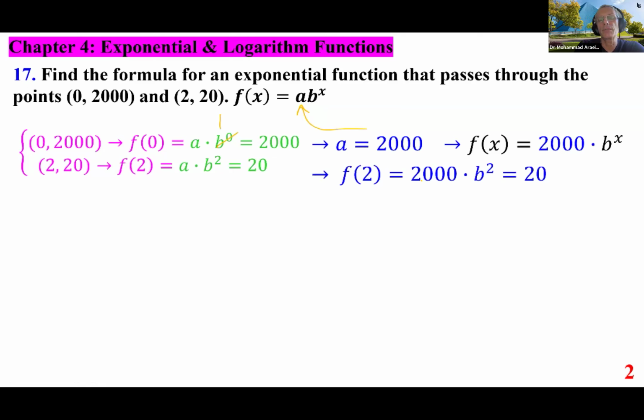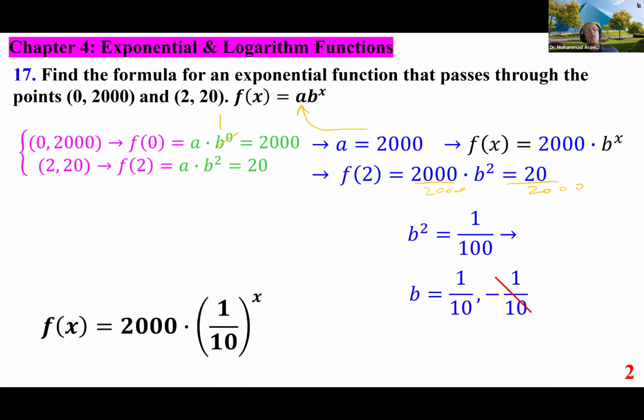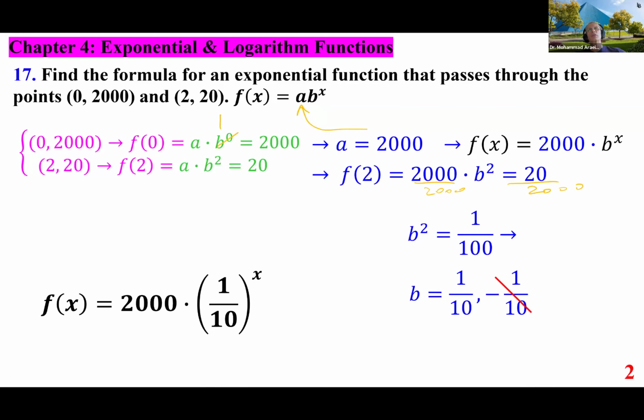Divide both sides by 2000. B squared becomes 1 over 100. B is 1 over 10, and negative 1 over 10. Exponential functions, the base must be positive. Negative 1 over 10 is out. So the final answer is 2000 times 1 over 10 to the power of x.